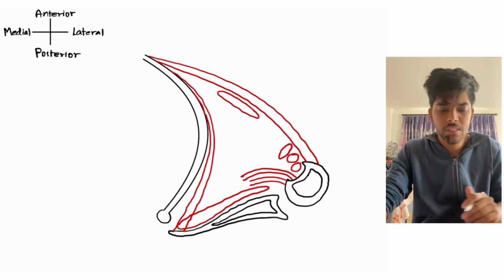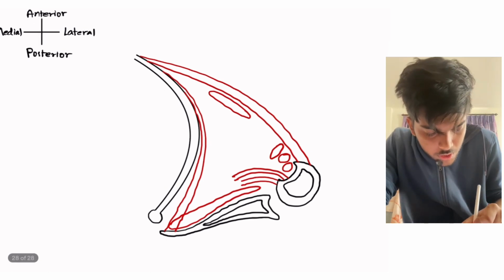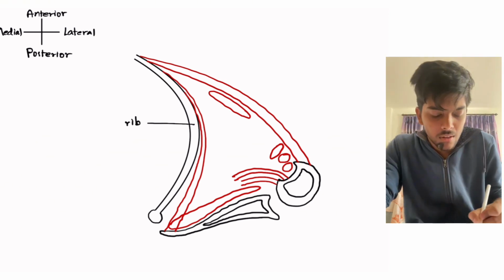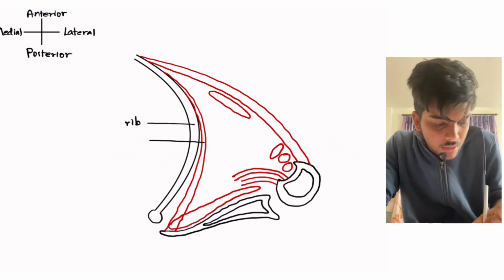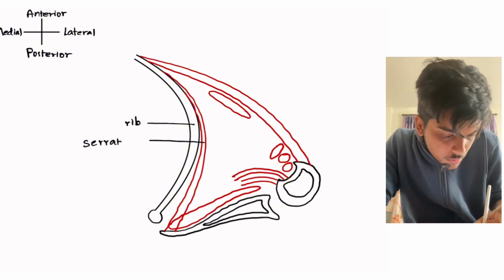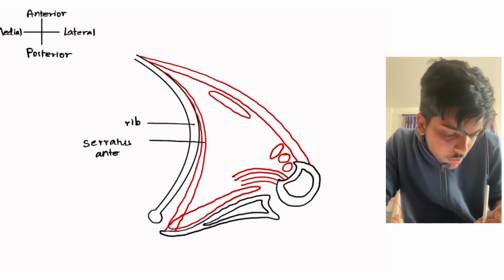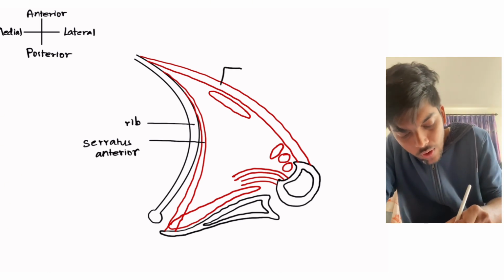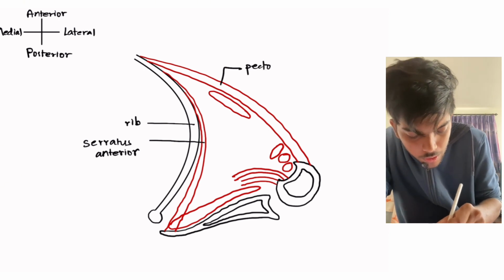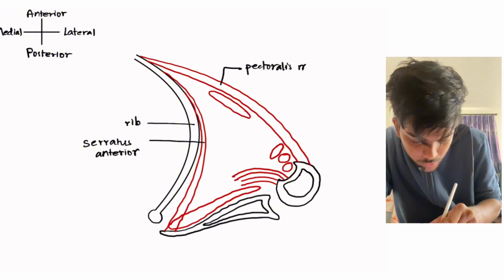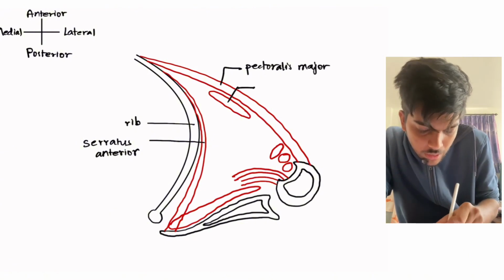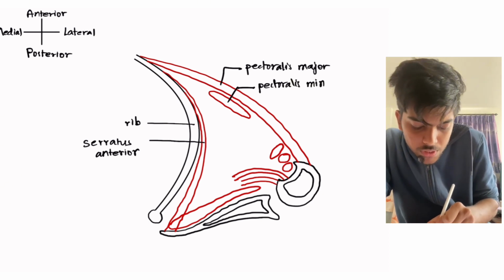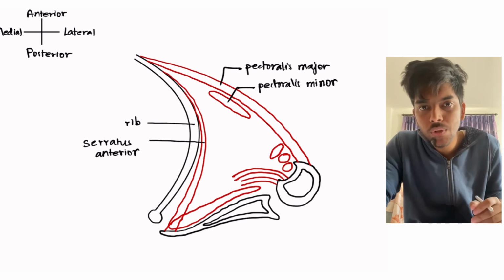I'm going to label the whole thing. This is going to be the final revision of the walls of axilla. So listen carefully. Medially, there's your rib. And the muscle present medially is the serratus anterior muscle. You also have intercostal muscles which are not visible from this view. Anteriorly, you have pectoralis major muscle and pectoralis minor muscle. There is also subclavius muscle which is present below the clavicle, which is also not visible here.